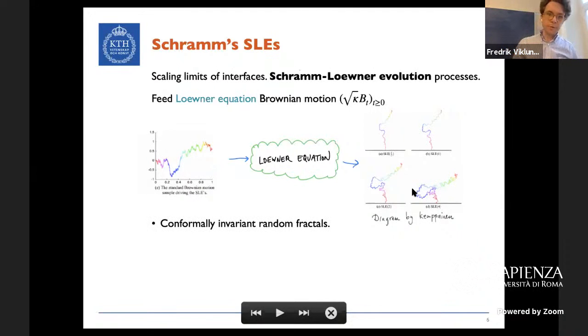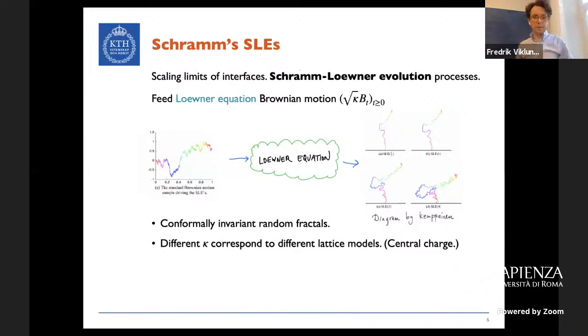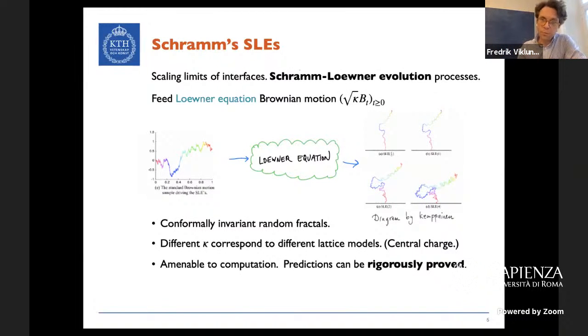These are conformally invariant random fractals, and the idea is that different kappas correspond to different lattice models, and you can prove scaling limit results and so on. There are many results that I will not discuss. One thing I want to mention though is that a nice feature of these SLEs is that they are really amenable to computation. You can analyze them, and in this way learn about the lattice models. Using SLE techniques, many predictions made about lattice models with non-rigorous methods could be interpreted and proved rigorously.